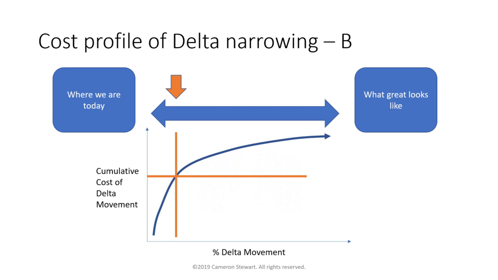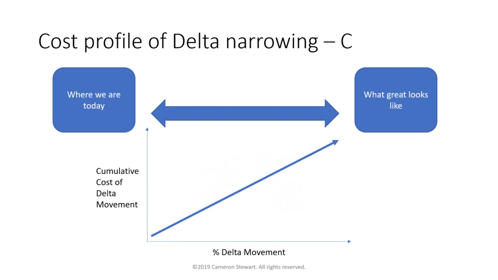Let's take a look at a third example. In here we have a directly linear, directly proportional move from where we are today to what great looks like. Although in this case, we may choose to only move a small part up that curve because for some reason this is a delta that we are less interested in, or because even that movement is extremely expensive and difficult to achieve.